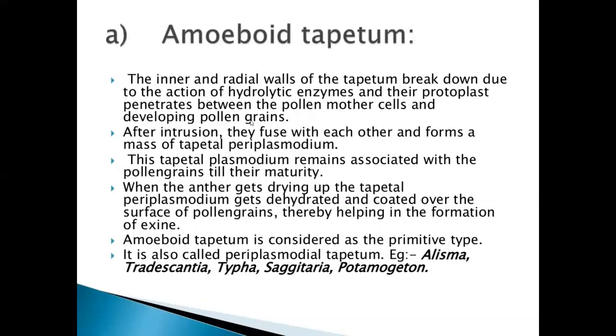Amoeboid tapetum is considered the primitive type, as I told you. It is also called periplasmodial tapetum. Alisma, Tradescantia, Typha, Sagittaria, Potamogeton: these are all the best examples of amoeboid tapetal plants, almost all hydrophytic plants. So immature or primitive plants all belong to the example of the amoeboid tapetum.